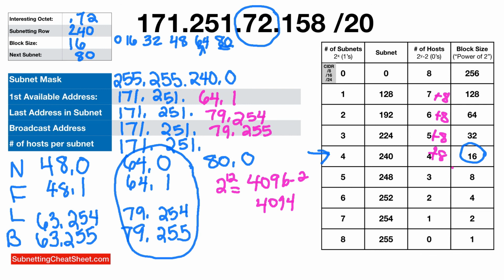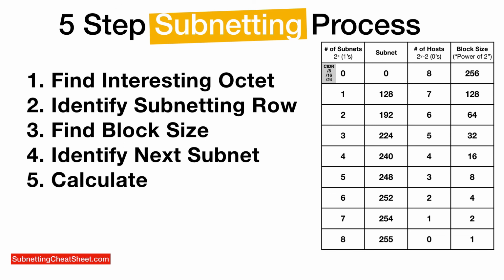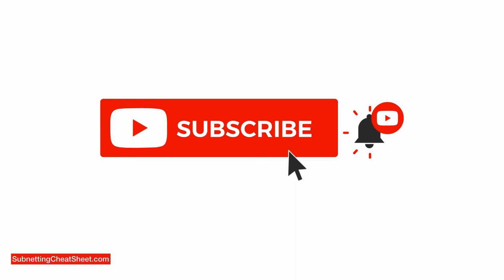But I did want to show you that you can still use your same four column method to calculate the number of hosts in class A and class B and class C addresses using just a simple four column chart. But okay, I hope that makes sense. Okay, so that's the 5-step subnetting process. Identify the interesting octet, identify the subnetting row, find the block size, identify the next subnet, and then calculate. Very easy.